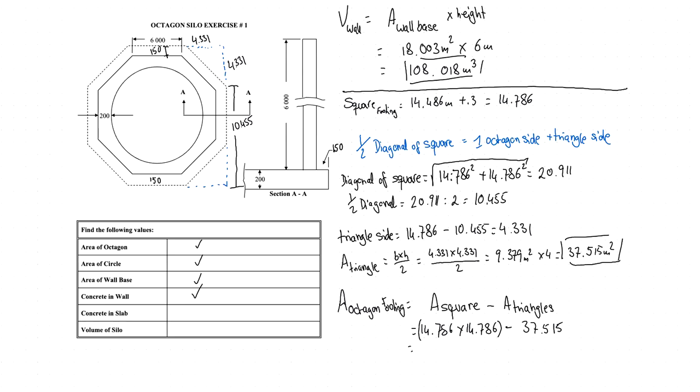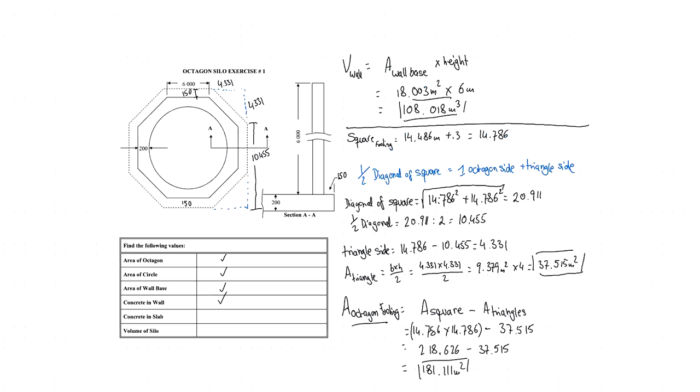Doing that math, punching it into your calculator. So we've got 218.626 minus still 37.515. I like to just do one step at a time when I show these. And we end up with 181.111 square meters for our octagon area of the footing.